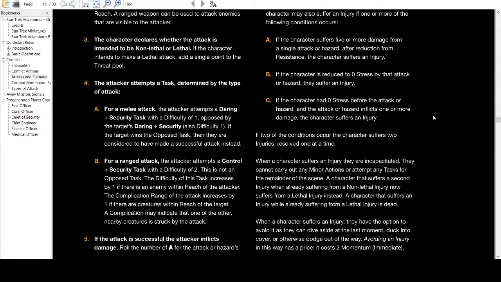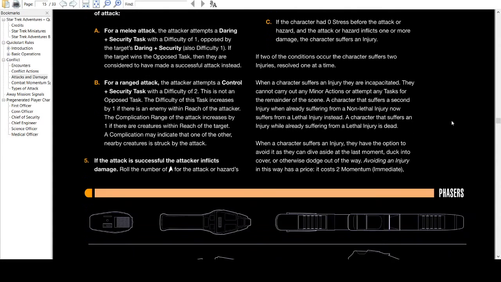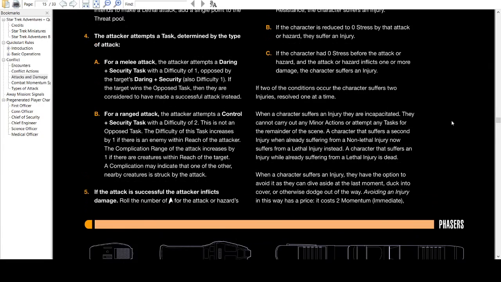I guess the most likely example is if you are reduced to 0 stress, and then you suffer 1 more damage after 0 stress. Another typical scenario would be if you took 5 damage and that reduced you down to 0 stress. Then you would suffer 2 injuries straight away, simultaneously, although there's a line here that says resolve one at a time. Based on what I've read so far, I'm not sure if there's any reason for the order of resolution of injuries.